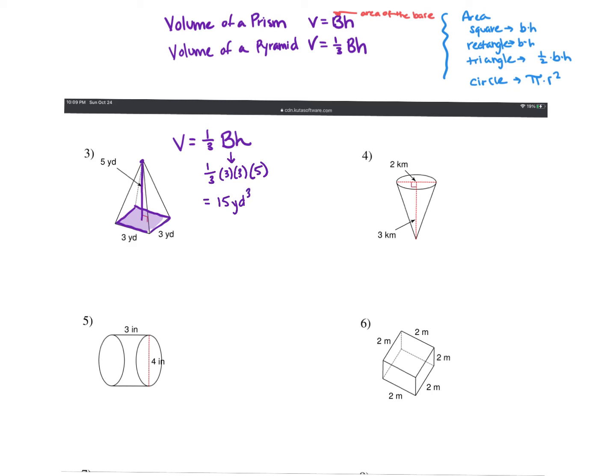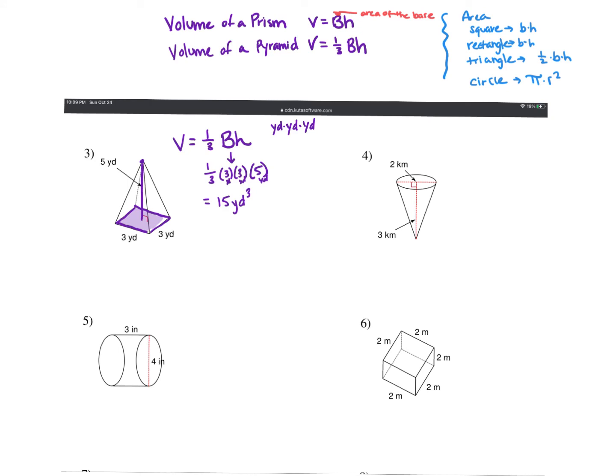The reason why it's yards cubed is because technically we multiplied yards times yards times yards. Many of you have learned about exponents already. X times x is x cubed. And yards times yards times yards, another way to write that would be yards cubed, yards to the 3rd power.